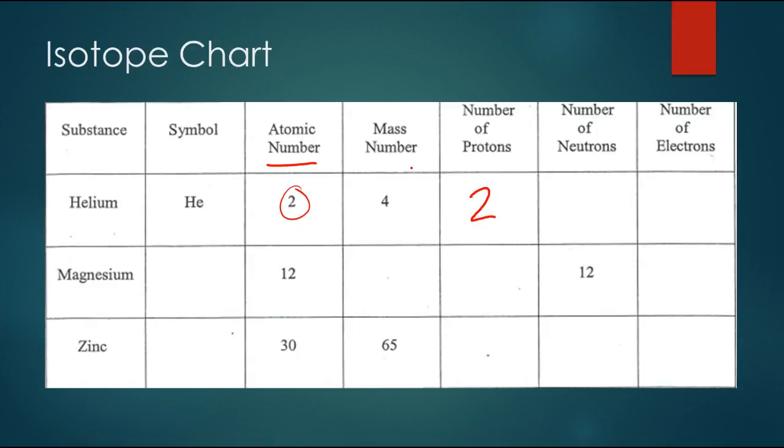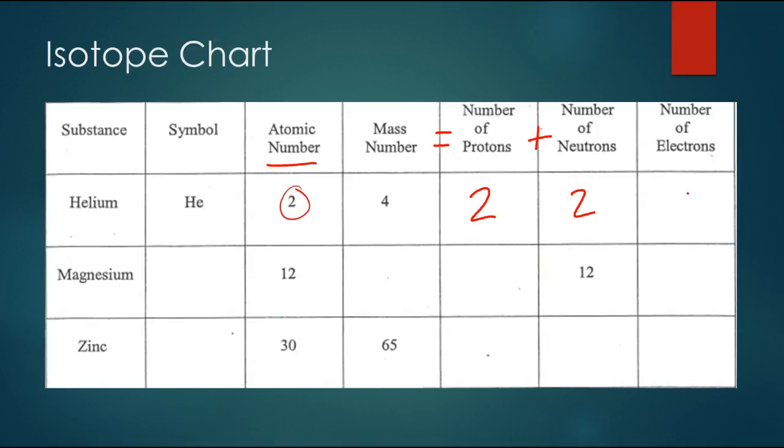Now, our mass number consists of protons plus neutrons. So that means these 2 must add up to give us our mass number. So what do we need to add up to 2 to get 4? We need to add 2 and 2 together. And so we have 2 neutrons, 2 protons, gives us a mass number of 4.